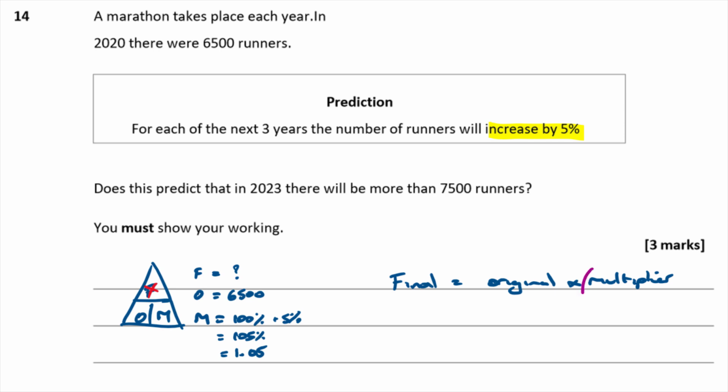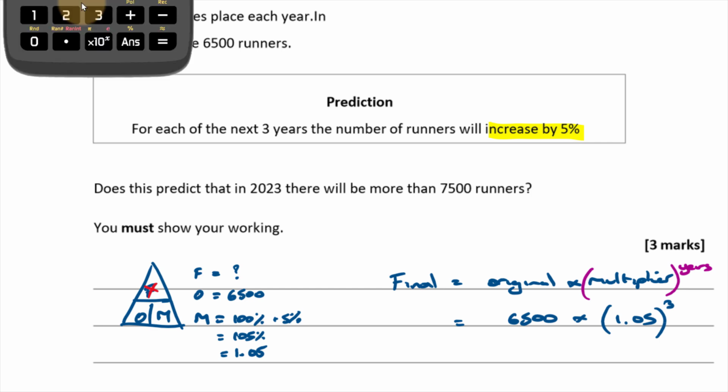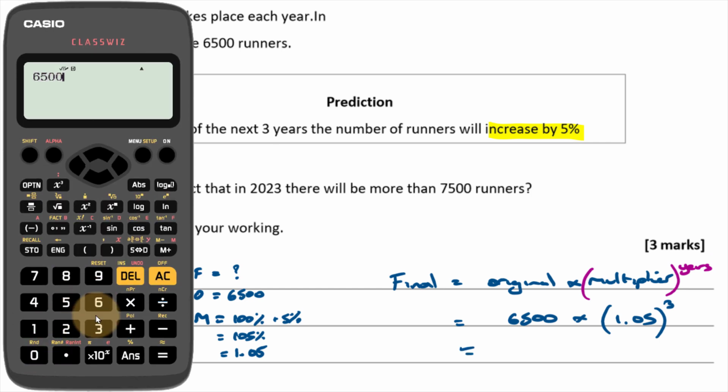We need to raise that to the number of years. How many years is it? Years is 3, isn't it? So it's going to be 6,500 times 1.05, but that is raised to the power 3. Basically, you're multiplying by 1.05 three times, aren't you? Times 1.05 times 1.05 times 1.05. So type that into the calculator: 6,500 times 1.05 to the power of 3.